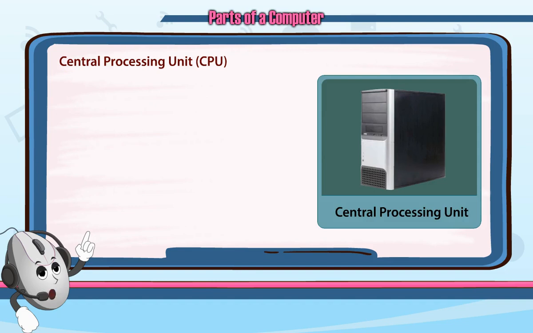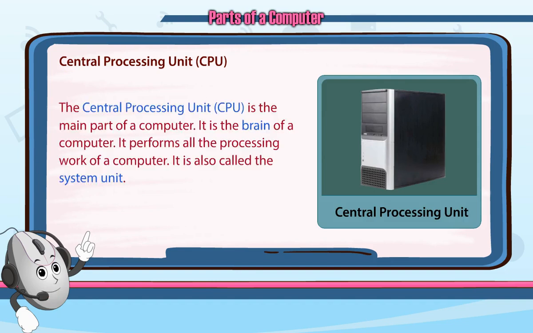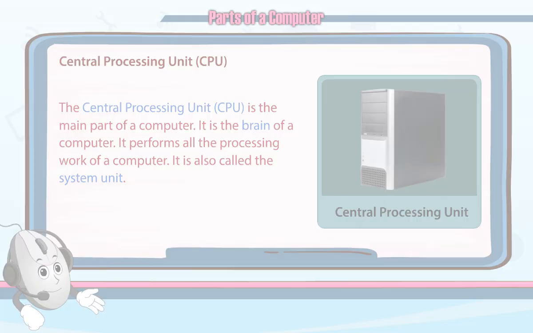Central Processing Unit CPU. The Central Processing Unit CPU is the main part of a computer. It is the brain of a computer. It performs all the processing work of a computer. It is also called the system unit.